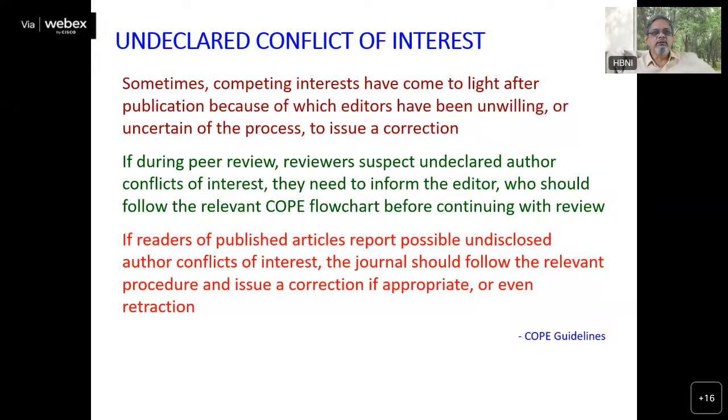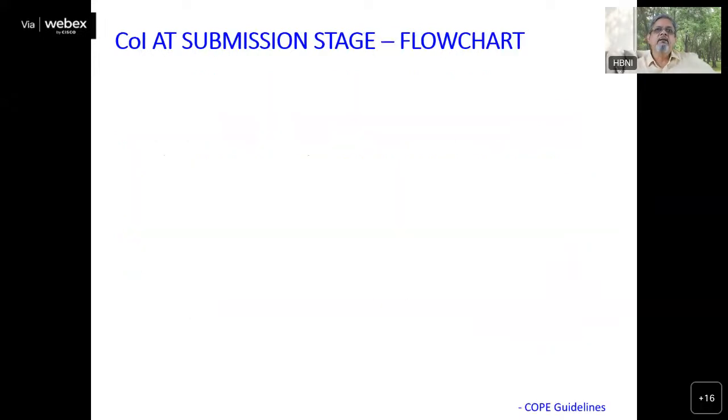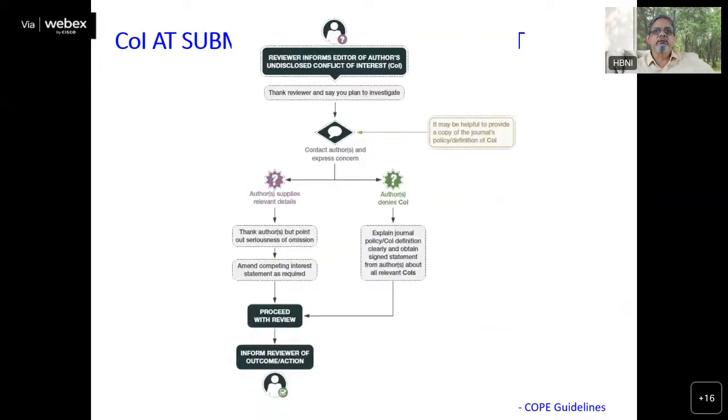He will immediately know what is going on behind the scenes, and he would guess that there is a conflict of interest and what the problem is. Such readers can actually inform the editor and tell him, look, this was the problem behind this manuscript or paper, and you must investigate further. So how does this happen? At the submission stage, you can have a flowchart, which is something like this.